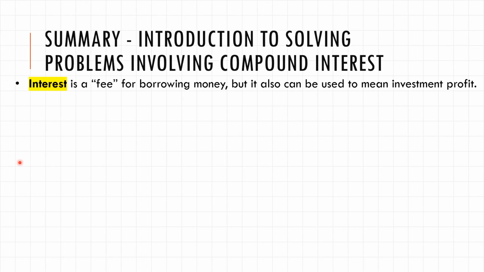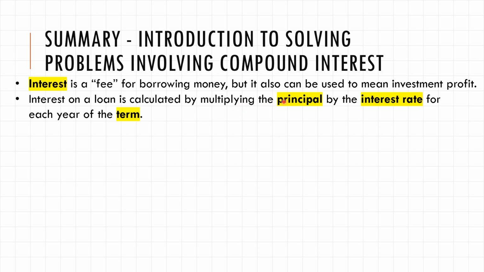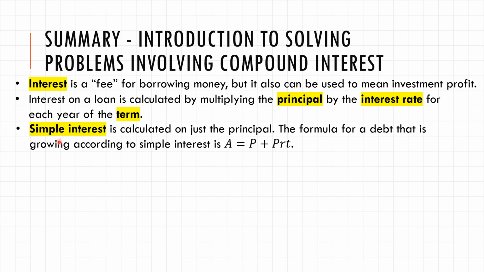So in our first lesson here, we started talking about what is interest. We got an introduction to compound interest in general. We learned that interest is like a fee for borrowing money, but it could also be used to mean investment profit. We calculate it by multiplying the principal by the interest rate for each year of the term, and that is for simple interest. Simple interest is calculated just on the initial amount that you borrow, the principal, the present value, the amount at the start of your timeline.